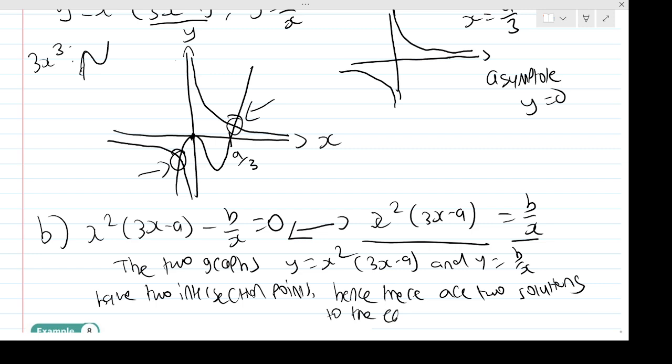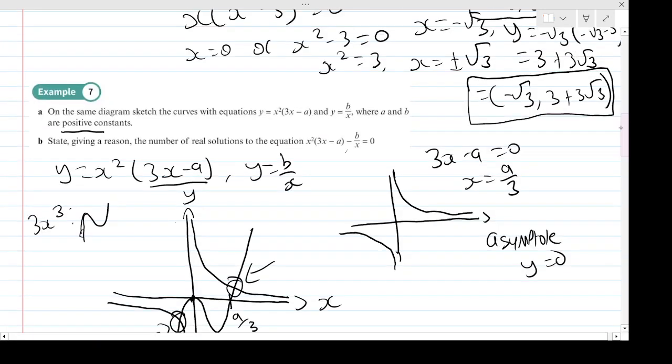Right? Okay. And in general, sometimes you might have to do that. You might have to do a little bit of rearranging to see clearly what graphs you're dealing with. Okay, to see what graphs you're equating. Like we did here, we had to move the b over x to the other side, which made it very clear what two graphs we consider. Okay, it's cool.